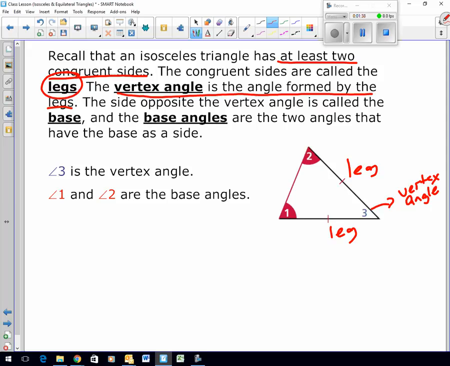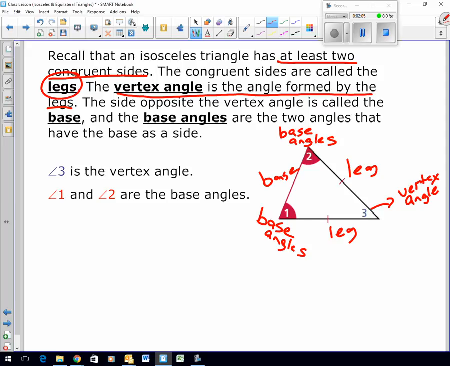The side opposite the vertex angle is called the base side. The two angles that have the base as a side, the other two angles that are congruent to each other, are called base angles. You may want to copy this drawing that I've got up here because it's going to be pretty good. So, running through it again.